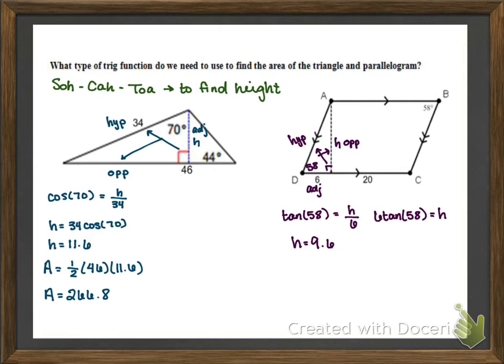Multiply the 6 over, so we have 6 tan of 58 equals H. Our height is 9.6. Now remember, for a parallelogram, our formula is area equals base times height, and the height goes directly down to the base. If you notice, we have two values on that base, so we need to add them together to get our total base length. So our base is 6 plus 20, which is 26, so the area is 26 times 9.6.